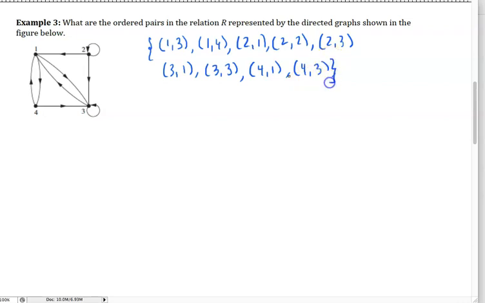And that's it. Just go through each vertex and see any arrows that are pointing out of it. Then you can write a coordinate point with that being the initial and your ending vertex being your terminal. All right, so this section is a fairly short one, just to get a feel for drawing directed graph diagrams of relations.